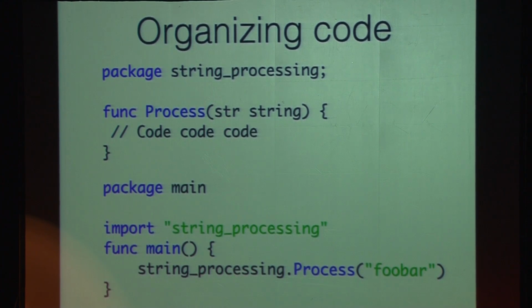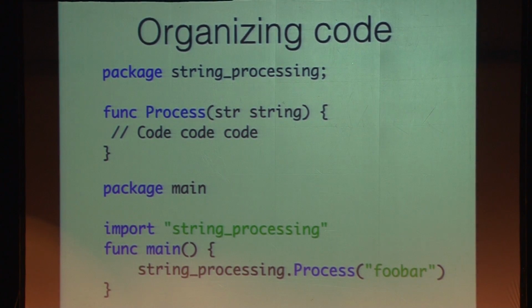To organize code in Go, we have packages. Every source file needs to have a package declaration. In this case, I have my package named stringprocessing, which has a function Process. In Go, if I declare a function that starts with a capitalized letter, it means that this function is going to be public. Otherwise, it's going to be private. This is one of the conventions of the language. We don't have public and private declarations. Just start with a capitalized letter, and it's going to be public. To use this package inside my main program, I import stringprocessing, and then call stringprocessing.Process and pass a string.